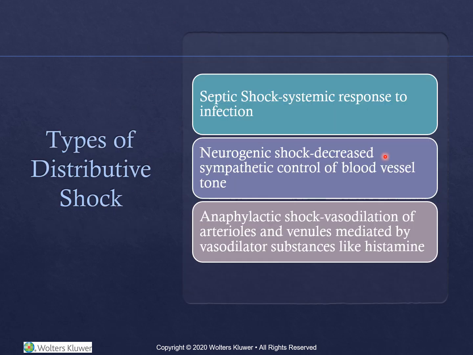And then there's, again, distributive shock. So we have that in three separate categories. It can be septic shock, which is a systemic response to infection. It can be neurogenic shock, which is decreased sympathetic control of blood vessel tone, or it can be anaphylactic shock, which causes vasodilation of the arterioles and the venules because of vasodilator substances like histamines, cytokine release. So three different categories of distributive shock.